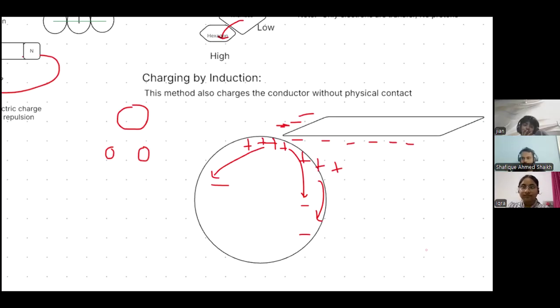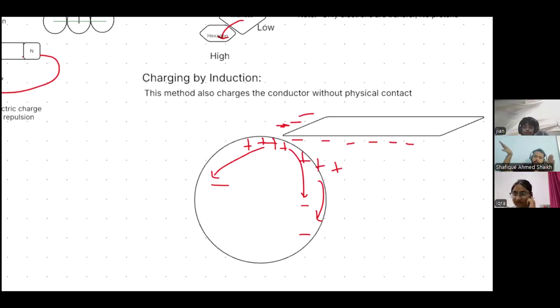Okay, Jian, is that clear? Yes, sir. So induction is nothing but where you are charging the object, but in this scenario you are not touching it. I have just brought the rod close to the sphere. Now the first step is we need to bring it close to the sphere.